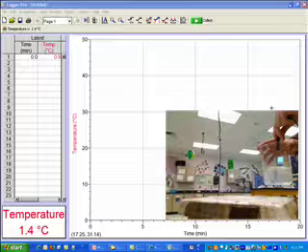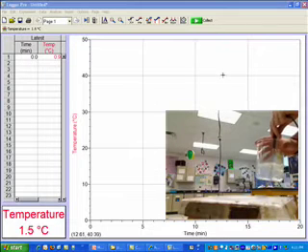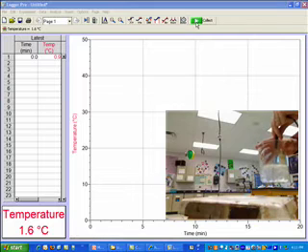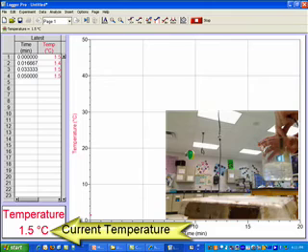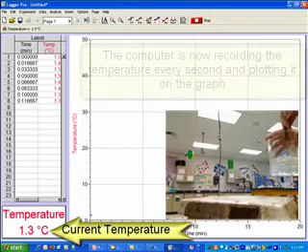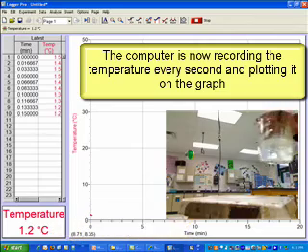Hey, Mr. Sands, what you got there? I got a beaker full of ice and water. Yeah, I see that. Our ice is melting. So the temperature's right around, pretty close to 0. Yeah, pretty close. Okay, so you'll notice that as this melts, the temperature's staying about the same.